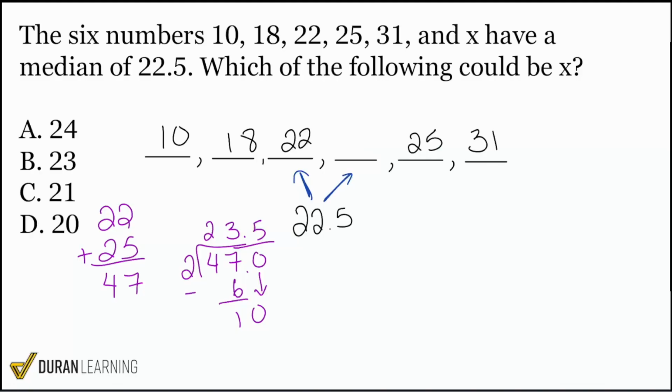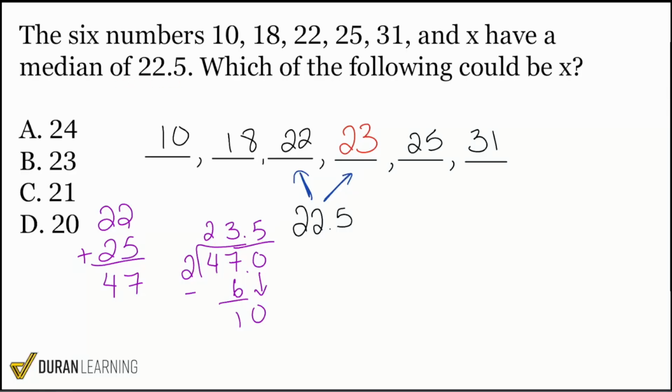23. Exactly. 23. Because think about it. What's directly between 22 and 23? 22 and a half. Right there. So 23 is the only value that would actually work to get that median that we were given.